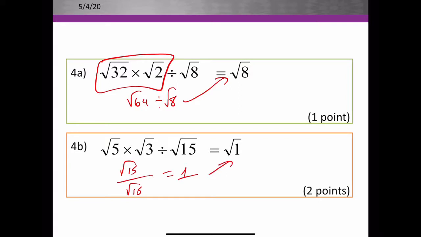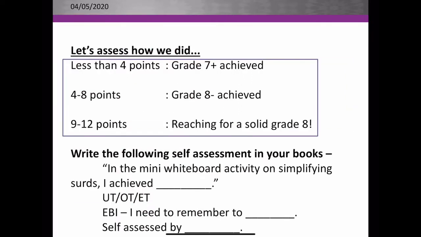Square root 5 times square root 3 gives us square root 15, divided by square root 15, which gives us 1. So as you can actually see, these are grade 7 and 8 questions. They're not easy questions, but if you follow the pattern, you should be able to do every single question.